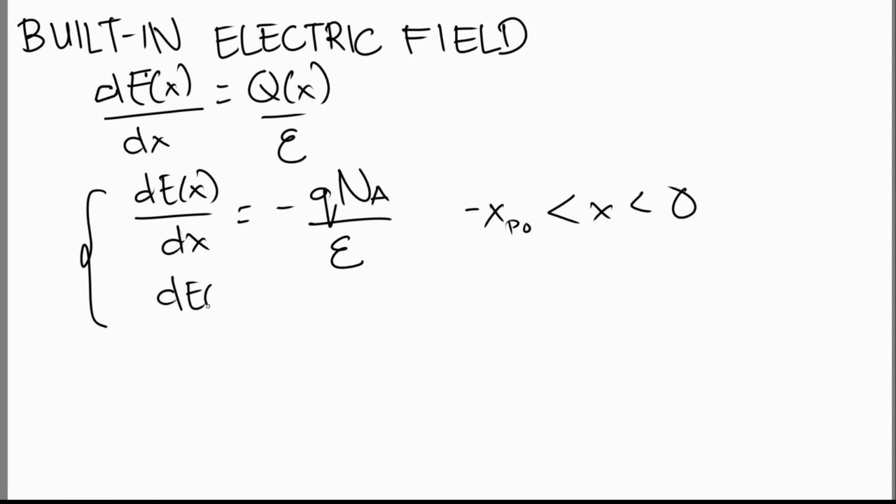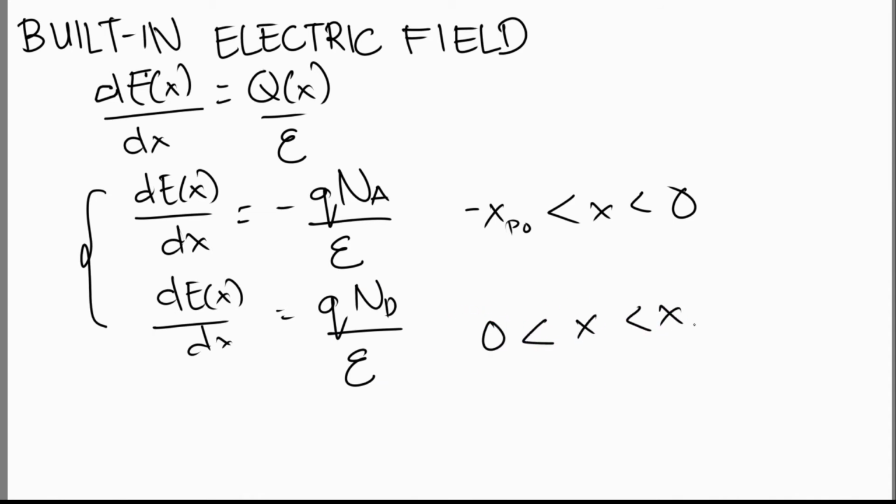For the N-type side, dE(x)/dx will be equal to qND over epsilon. This is from 0 to xN0. From these relations, we can see that the electric field strength varies linearly on either side of the junction. Since this is just a constant value, dE/dx is just yung slope, linear yung slope mo for the P-type and N-type regions. We can integrate these two expressions and we can use boundary conditions para makuha natin yung ating expression for electric field.